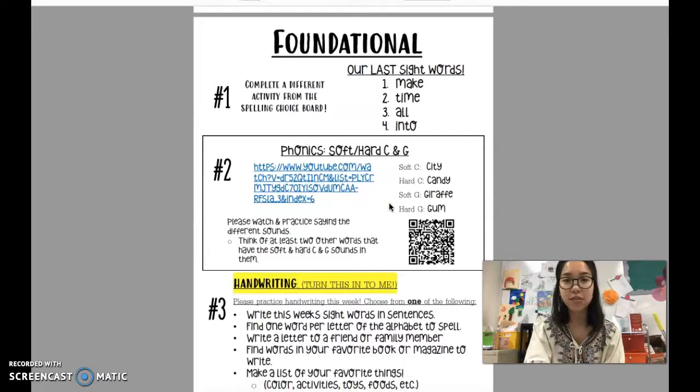Foundational, we're in our last sight words: make, time, all, and into. So you'll complete a different activity that you haven't done, or repeat one from the spelling choice board. We are in phonics this week learning about the soft and hard sounds for C and G.